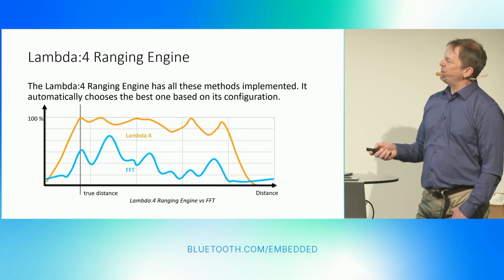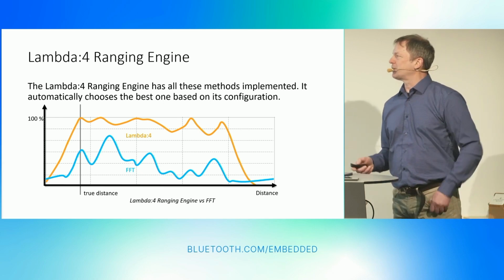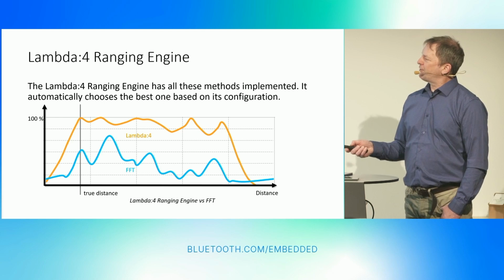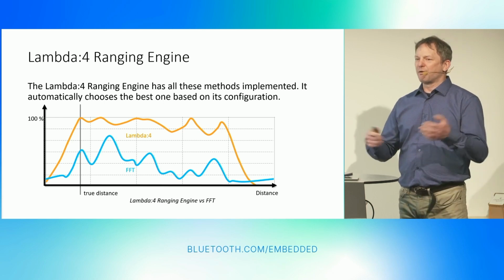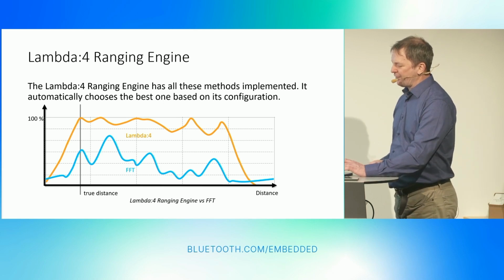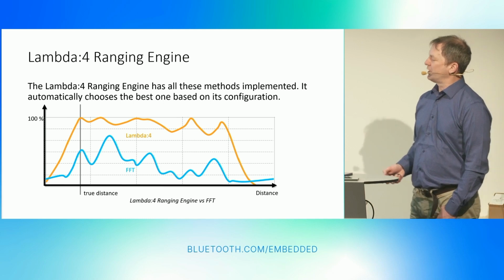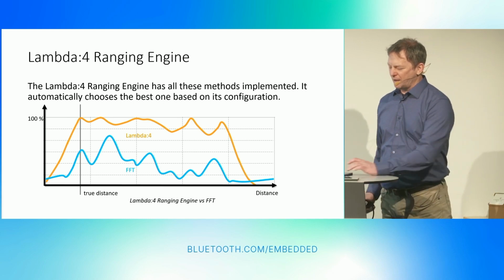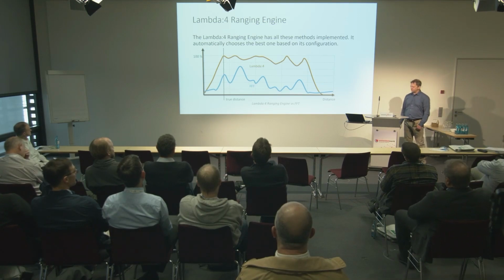So we see here one peak in the FFT, and we see the first peak for the super resolution methods. The super resolution methods will give you nearly the true distance, in this case 20 centimeters-ish. And the FFT will look for the highest peak. Because there are some reflections going on, the FFT will give you a much longer distance estimation here. And this is why we think it's better to use super resolution methods.